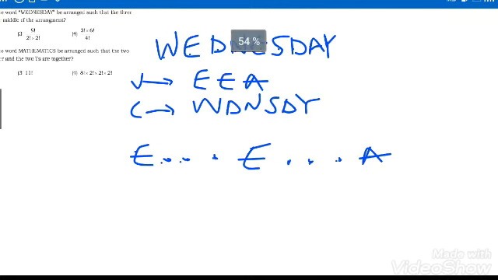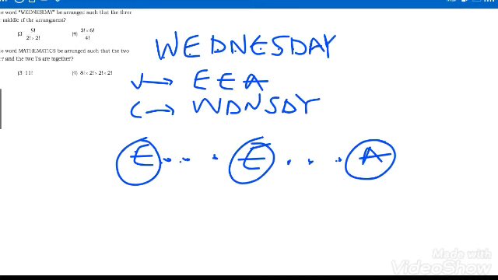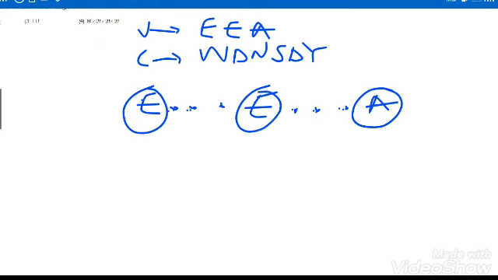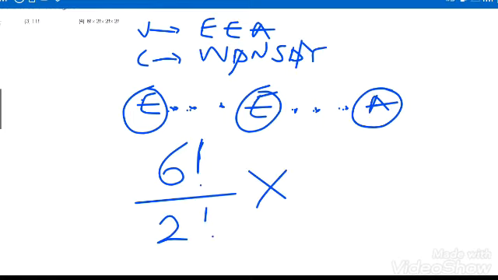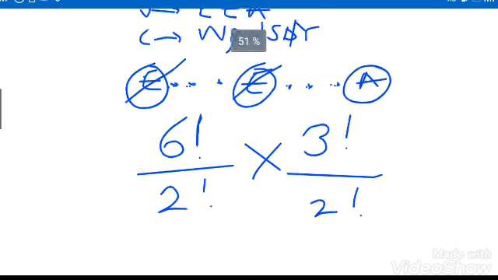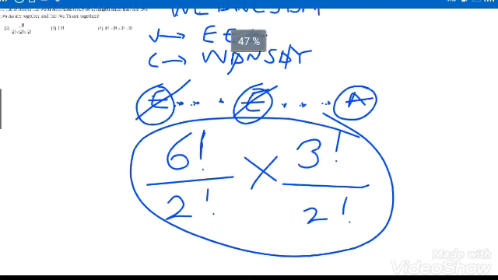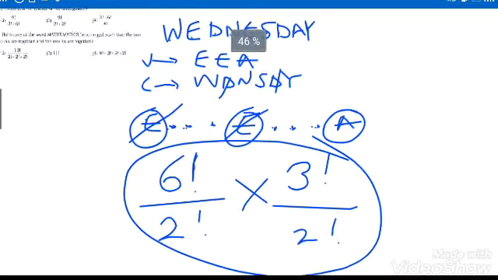So now for the consonants, let's leave these conditions first and check the rest of them. We have 1, 2, 3, 4, 5, 6 consonants. That will give us 6 factorial. Now, was any of the consonants repeated? Yes, D appeared twice, so that gives us 2 factorial, times how many vowels do we have? That gives us 3 factorial. Was anyone repeated? Yes, E appeared twice. So that is how you can arrange Wednesday with those conditions given.